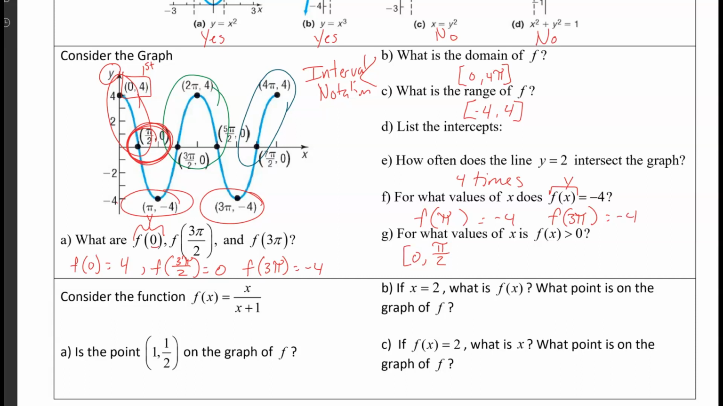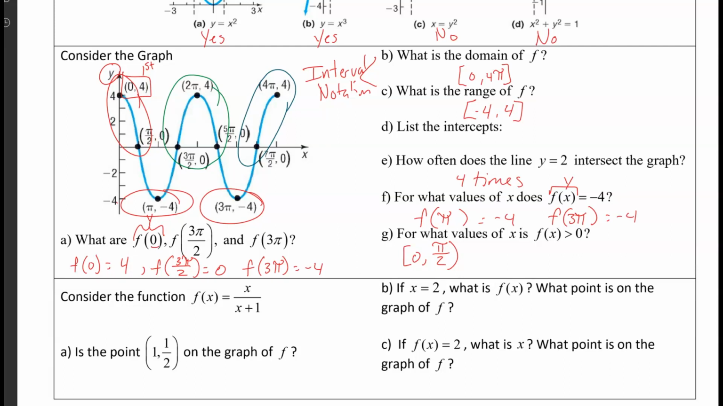Does anyone want to unmute themselves and tell us why it shouldn't be? It says greater than 0, not greater than or equal to 0. Exactly. We only want the values of the line that are completely above the x-axis, not equal to the x-axis. If there had been a line here, then we would include pi over 2. But because there isn't a line under our inequality, we're not including it. We want all the values right up to it, but not on it.